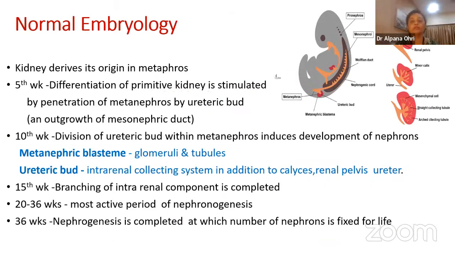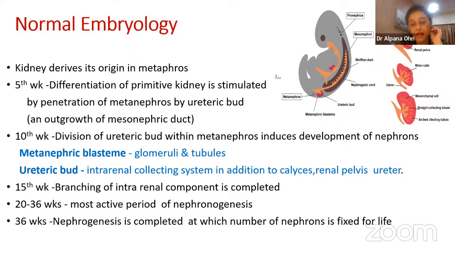Okay. So, beginning with the embryology, we know that the kidney derives its origin from the metanephros. The differentiation of the primitive kidney is stimulated by penetration of the metanephros by the ureteric bud, which happens by about the 5th week of gestation. By the 10th week, the division of the ureteric bud within the metanephros induces the development of nephrons. Essentially, we have to understand that it's the metanephric blastema which forms the glomeruli and the tubules, and it is the ureteric bud which gives rise to the intrarenal collecting system, in addition to the calyces, renal pelvis, and the ureter.